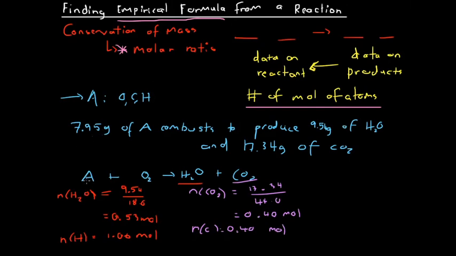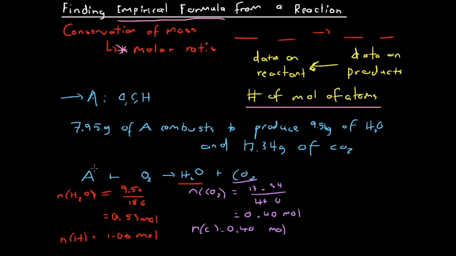Now we need to figure out the number of mole of oxygen that were in this 7.95 gram sample of compound A. We can't do this by conservation of mole because we've added some unknown amount of oxygen here. This equation here is not balanced, so we don't know the amount of oxygen that's reacting for every mole of A. So we can't use conservation of mass to figure out the amount of oxygen in here.